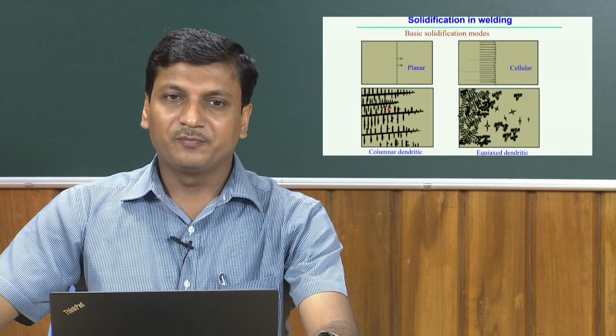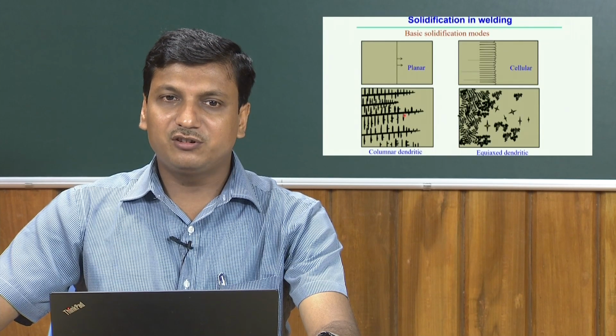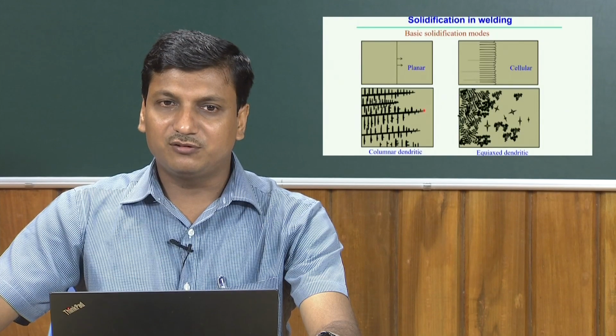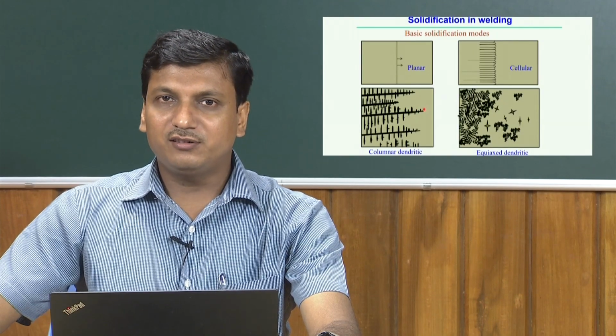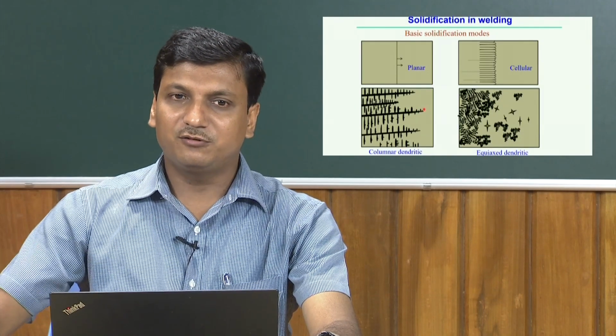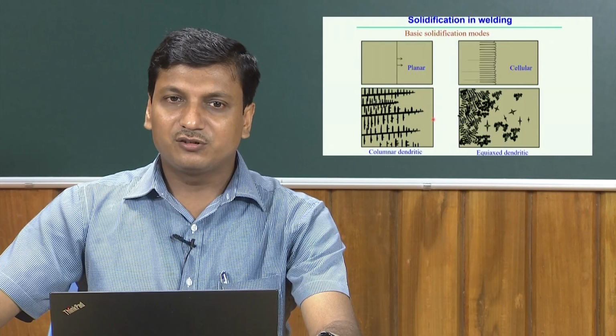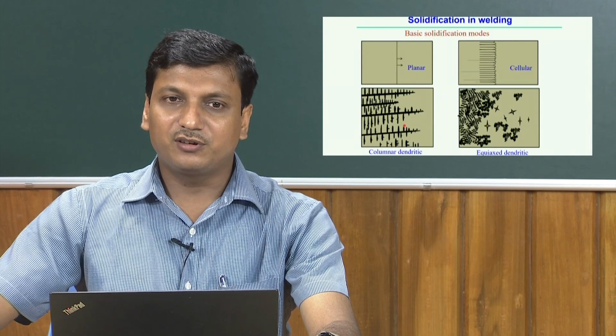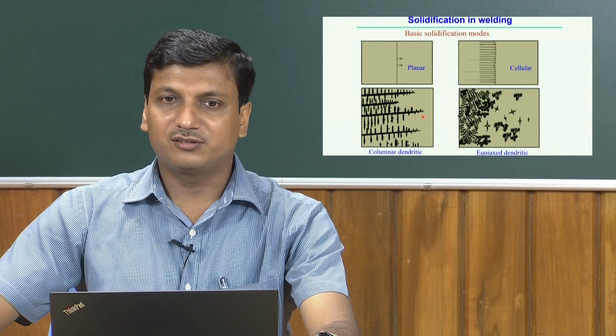and that actually happens during the solidification, when the liquid metal transforms to the solid phase. So, during that transformation it creates this kind of columnar dendritic structure.